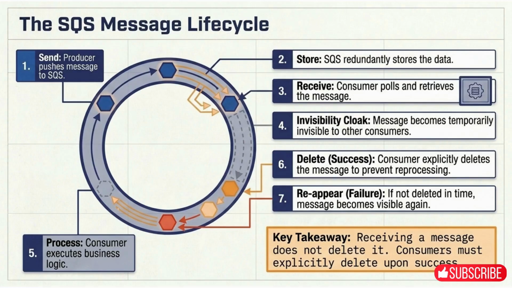During that period, the consumer executes the business logic. If processing succeeds, the consumer must call delete message using the receipt handle. If the consumer crashes or the timeout expires before deletion, the message becomes visible again, and another consumer can retry it. This behavior improves reliability, but it also means the application must safely handle redelivery. The most important rule is receive, process, and explicitly delete only after success.